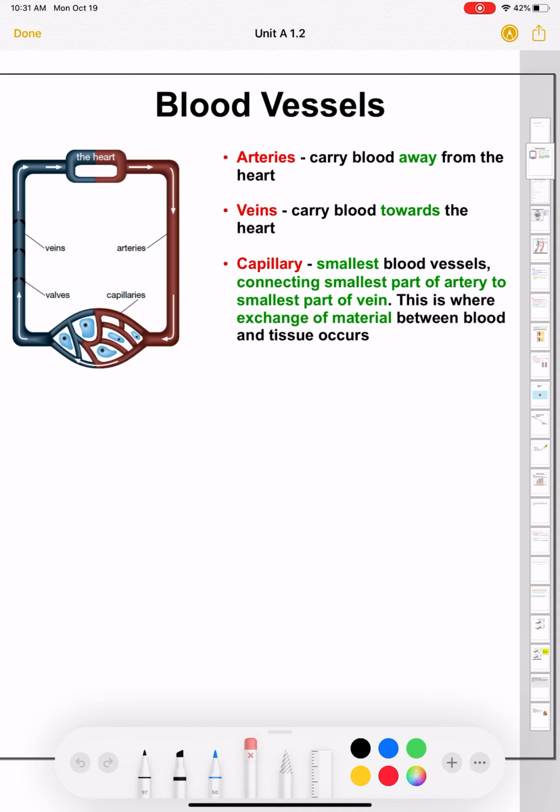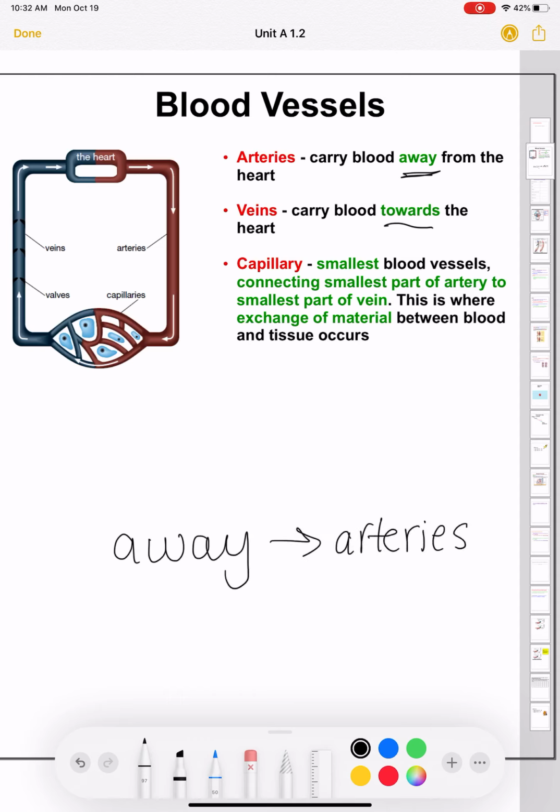So arteries carry blood away from the heart, where veins will carry it towards the heart. And I think I told you this before, but I always think of away is arteries, and see how they both start with A for away. Okay? And then toward the heart is going to be our veins.